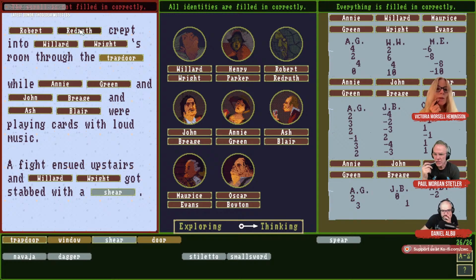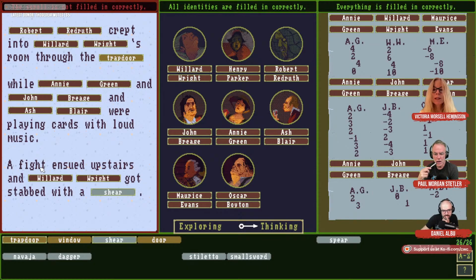So Robert Redruth, we think he was hired to kill Willard Wright? Is that what it was? It sure looks like it. I mean, he looks like the bad guy, and I think he's Robert Redruth. So he's the guy that crept in, and Willard Wright we know was the one who died, right? And we know Annie's the only woman at the table, so there are no other female names, right? So it's got to be Annie. So John and Ash might be wrong. Well, what do these numbers refer to? Their scores, right? Yep. And what is this number?